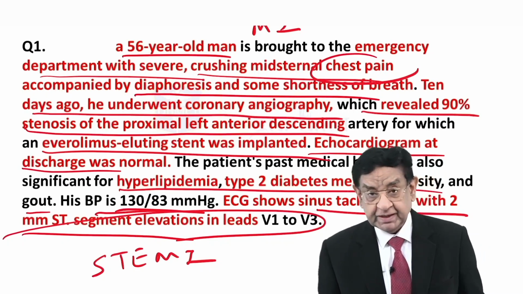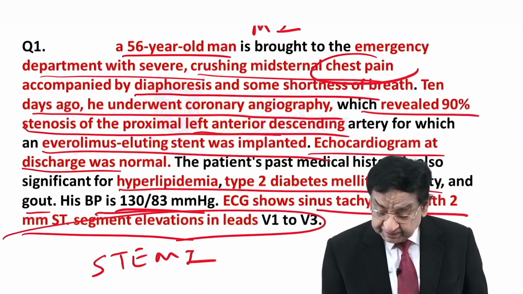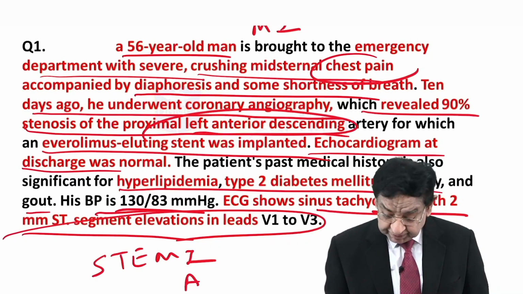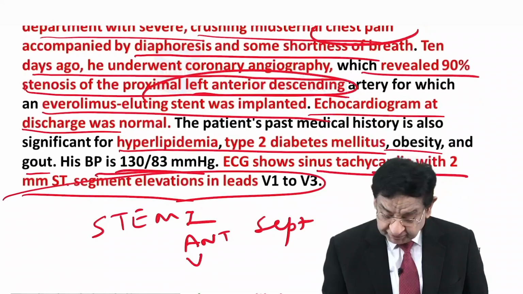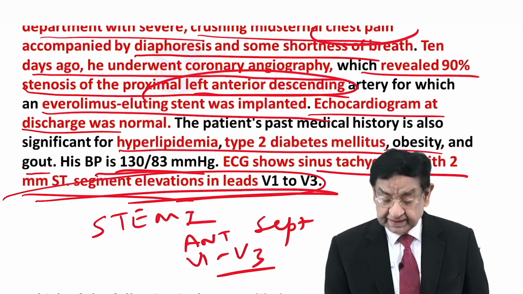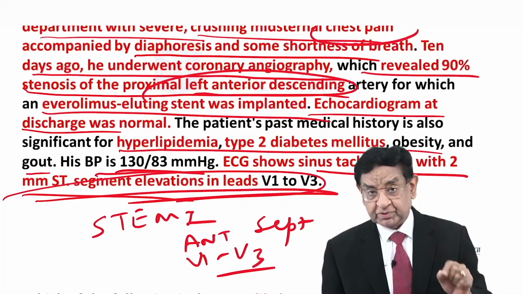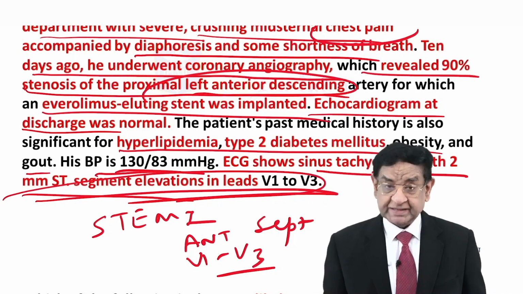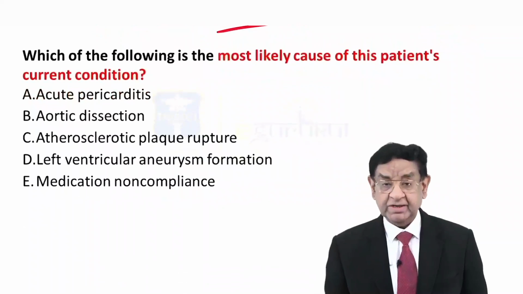That's clear to you. But more important is he got a stent in the left anterior descending artery, which supplies the anteroseptal area, which is supplied by V1 to V3. Again, you are getting ST elevation in V1 to V3, the same artery where the stent was put. Now again, we are getting re-infarction in the same place. That is the point that we have understood till now. So with this background, we look into the options.